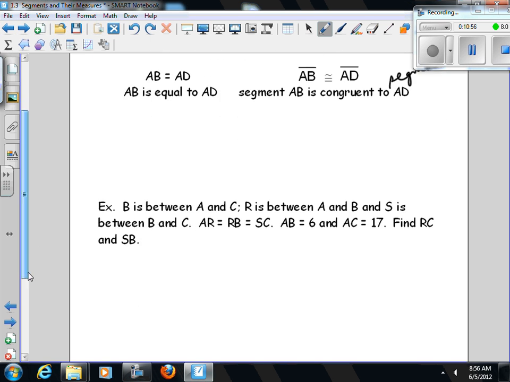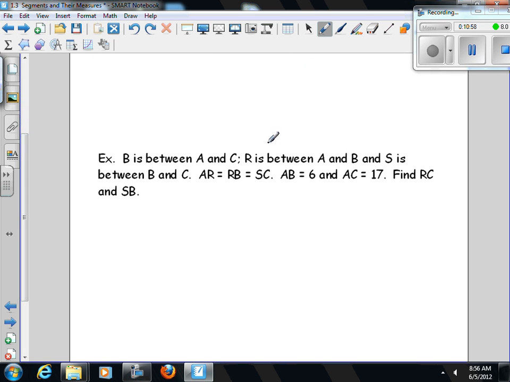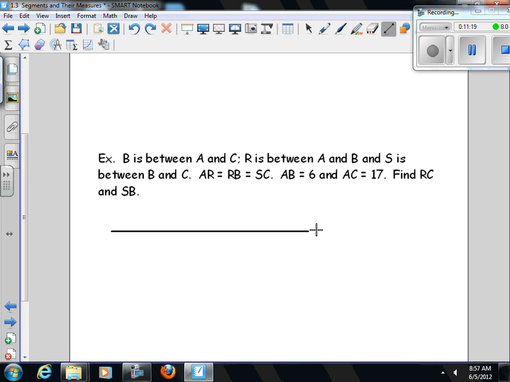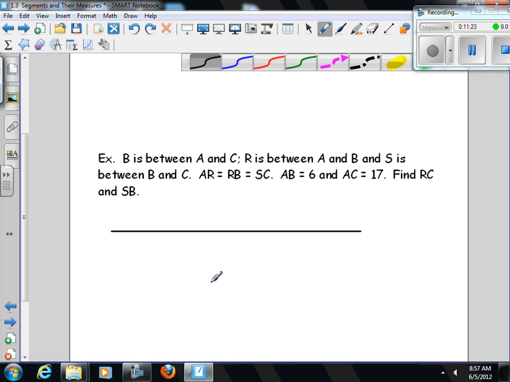So for example, let's say that you have this situation. B is between A and C, R is between A and B, and S is between B and C. AR is equal to RB, which is equal to SC. AB is 6 and AC is 17. Find RC and SB. And you might be thinking, oh my goodness, how am I ever going to do that? Well, it's really not that bad. What we need to do is draw a picture of what's going on here.